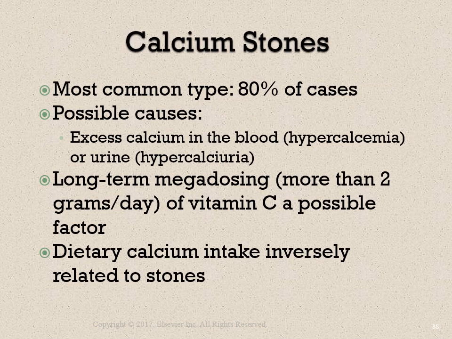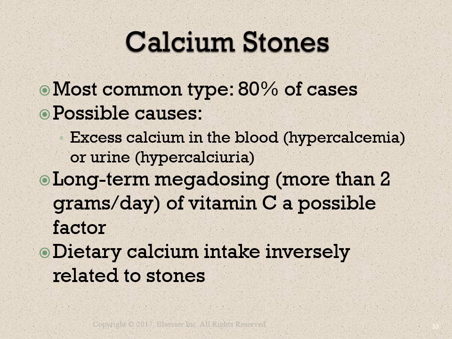Calcium stones. These are our most common type, approximately 80% of kidney stone cases. The most common type of kidney stone is comprised of calcium. Possible causes include excess calcium in the blood, hypercalcemia, or excess calcium in the urine.